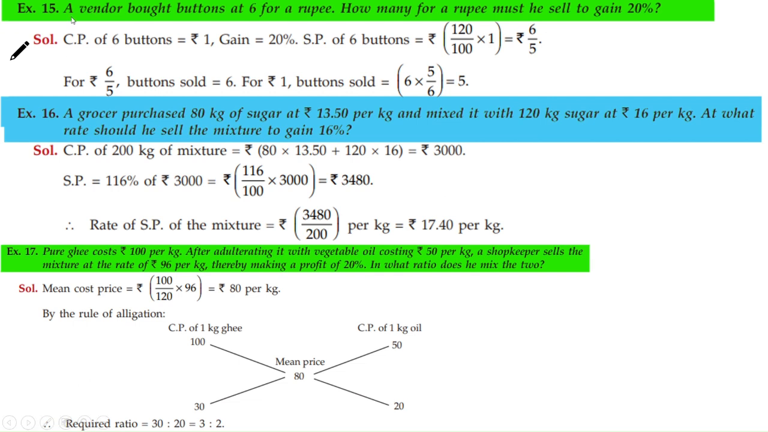A vendor bought buttons at 6 for a rupee. How many for a rupee must he sell to gain 20%? Cost price of 6 buttons equals 1 rupee.